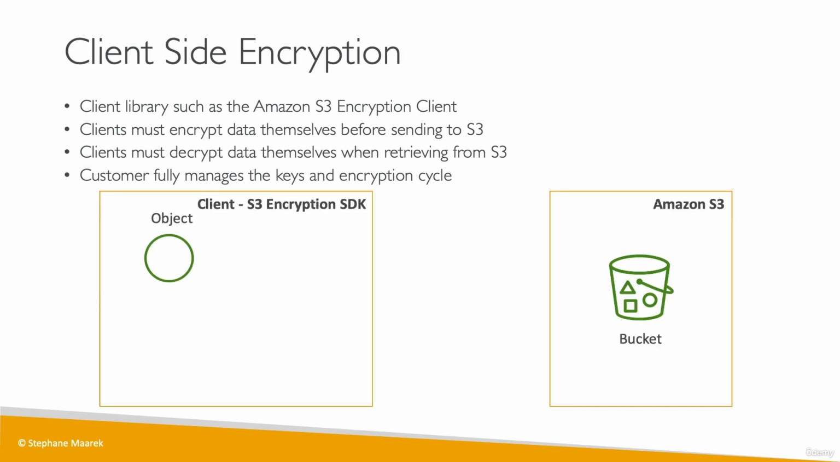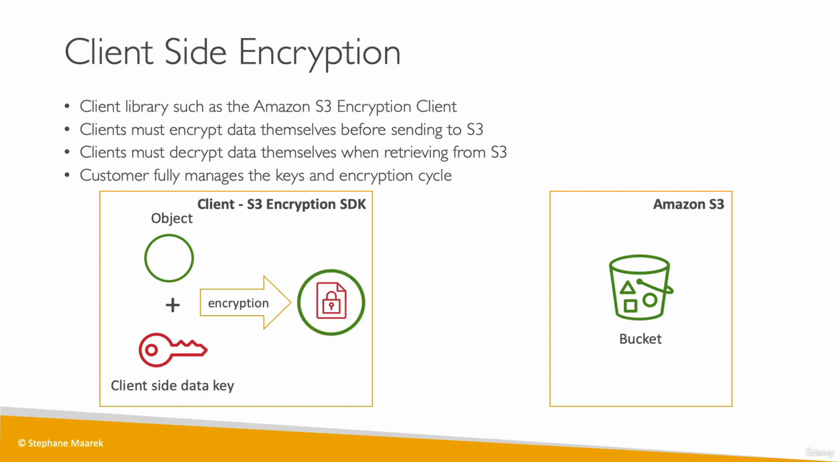So let's have an example. Amazon S3 this time is just a bucket where it's not doing any encryption for us because it is client-side encryption, not server-side encryption. And so in the client, we'll use an encryption SDK, for example, the S3 encryption SDK, and provide the object and our client-side data key. The encryption will happen client-side, so the object is going to be fully encrypted on the client side, and then we are going to just upload that already encrypted object into Amazon S3. Okay, so that's the 4 types of encryption, so hopefully that makes sense.